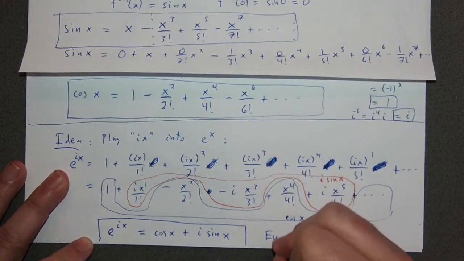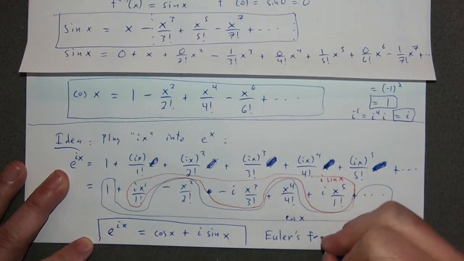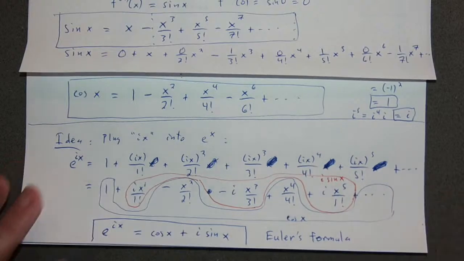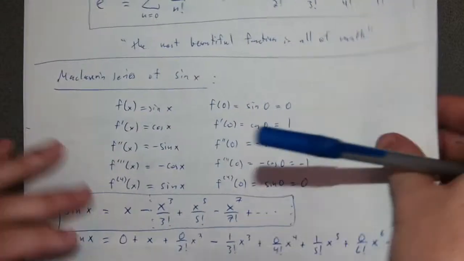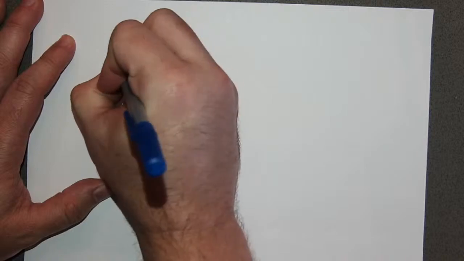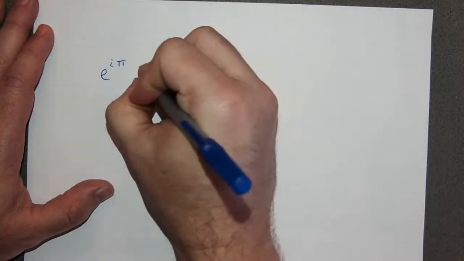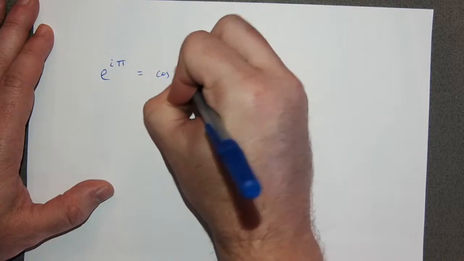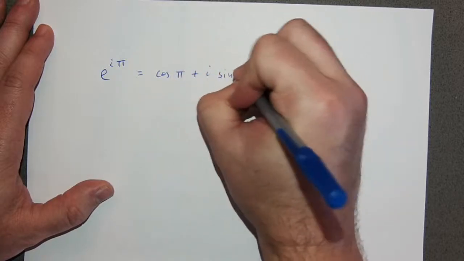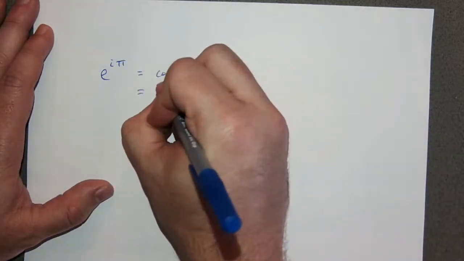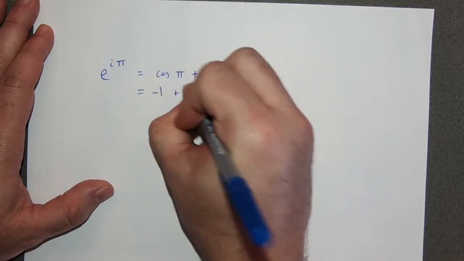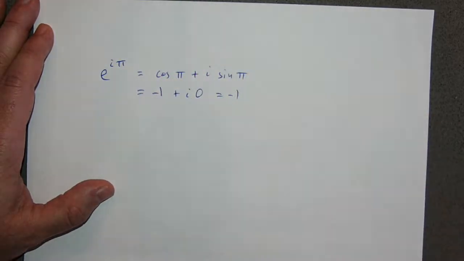And this is Euler's formula, which leads to what is typically called the most beautiful formula in all of math, which I will show you now. So what is e to the i pi? Well, this is cosine of pi plus i sine of pi. But cosine of pi is minus 1 and sine of pi is 0. So this is minus 1 plus i times 0. So that's just minus 1.